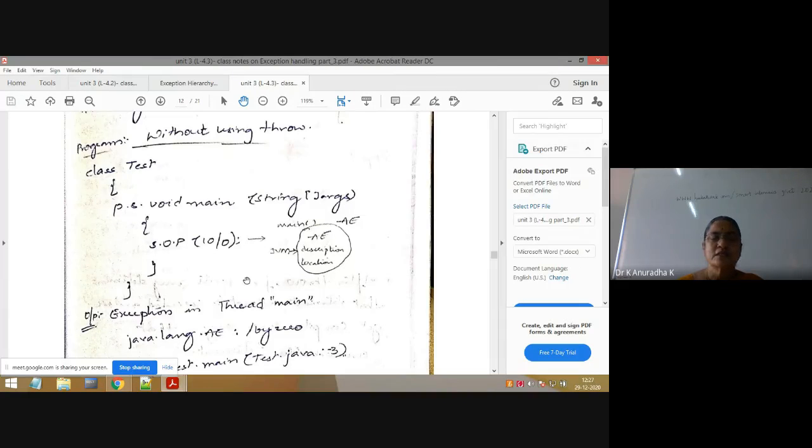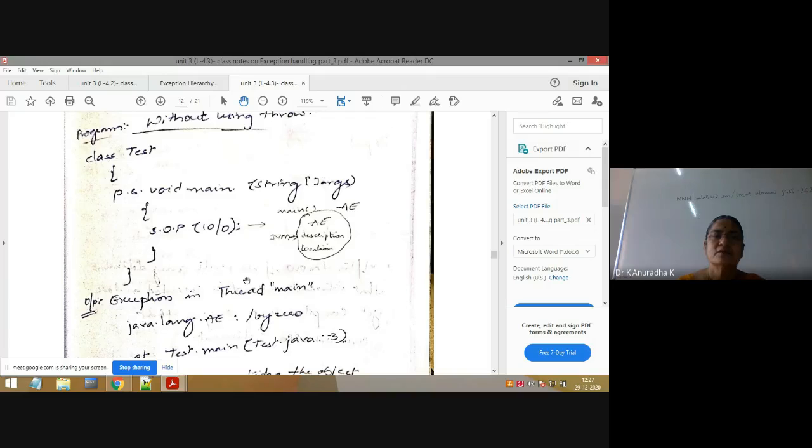In place of that, here the programmer is creating the exception object manually and handing that object over to the JVM. That's it. There, the method is creating the object and the method is handing that object over to the JVM. But here, the programmer is creating the object and the programmer is handing the object over to the JVM. That's it. Only that is the difference.